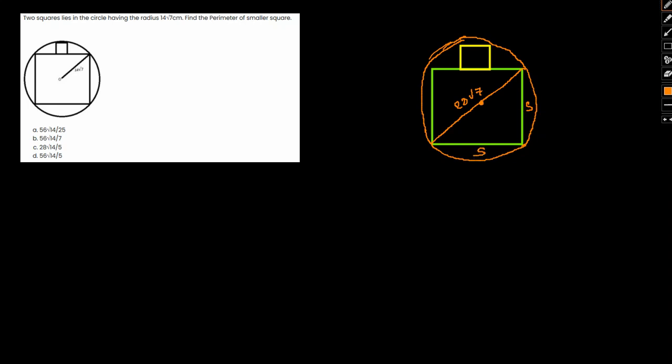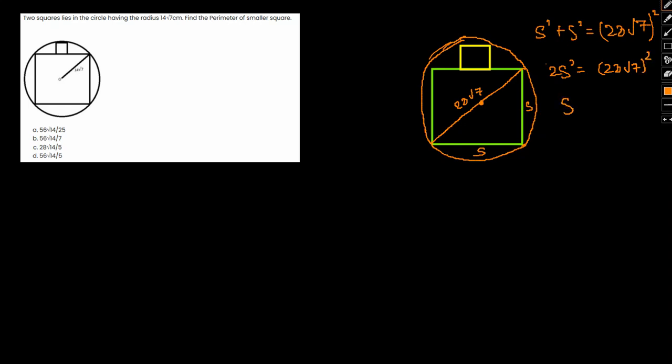Okay, so therefore we can see from Pythagoras we can write S square plus S square is equal to 28 root 7. Okay, we can write this. So 2S square can be written as 28 root 7, or S square can be written as 14 root 7, or S can be written as okay, so sorry guys, let's start with the Pythagoras part. Sorry, this will be whole square. Okay, so 2S whole square can be written as 28 root 7 whole square.